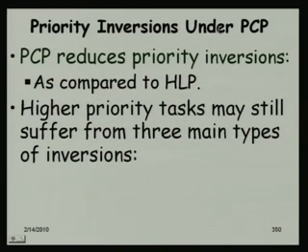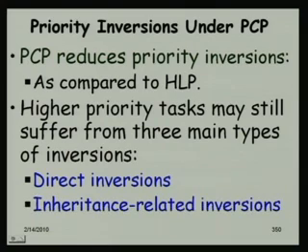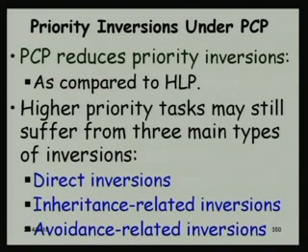But even though PCP, the ceiling protocol, reduces the priority inversions, we had seen that tasks still suffer from three main types of inversions. What are they? Anybody remembers? What are the three types of inversions that tasks can suffer in the priority ceiling protocol? Right, so looks like you remember. One is the direct inversion, the inheritance related inversion, and then the avoidance related inversion.